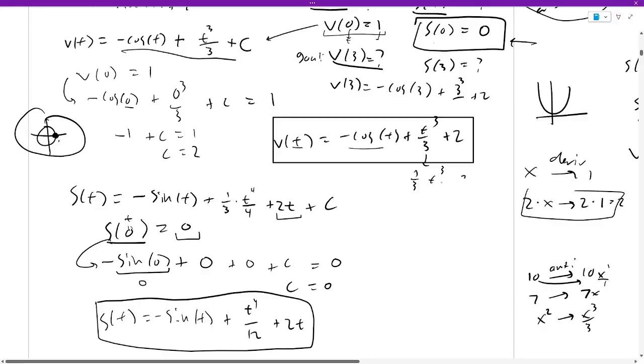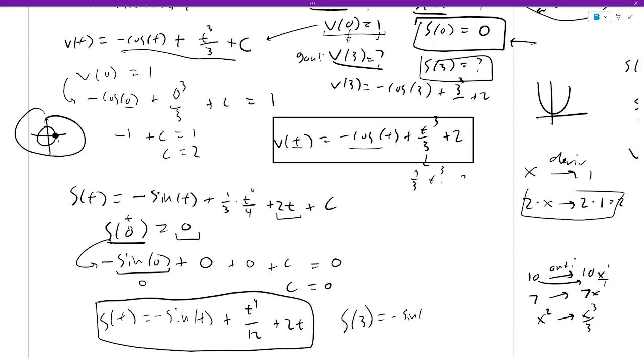Okay, so let's just cap this off. We were supposed to figure out s of 3. So again, just like before, I can find my position after 3 seconds. That just means plugging in 3 everywhere. And again, I won't really calculate it because it's just a number. But you can figure it out with a calculator if you need to.